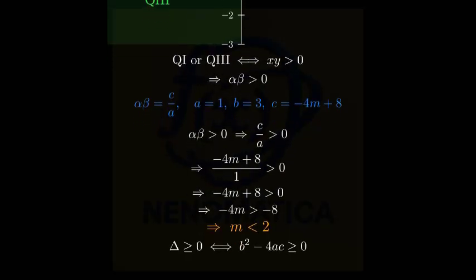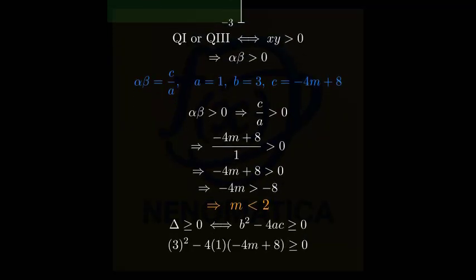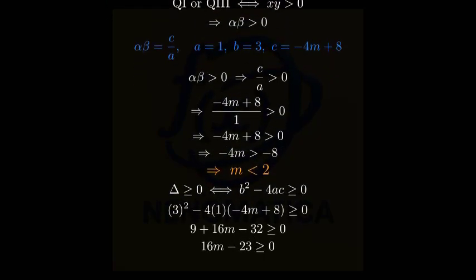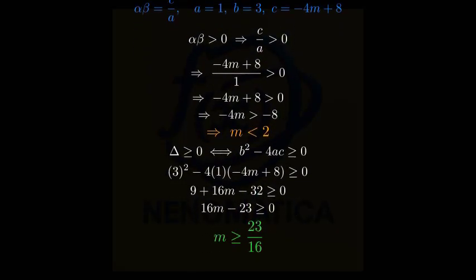Next, alpha and beta must be real numbers. That means the discriminant is non-negative. Delta greater than or equal to 0 is b squared minus 4ac greater than or equal to 0. Substituting a equals 1, b equals 3, c equals negative 4m plus 8, we get 9 minus 4 times 1 times the quantity negative 4m plus 8 greater than or equal to 0. That simplifies to 9 plus 16m minus 32 greater than or equal to 0, or 16m minus 23 greater than or equal to 0. Therefore, m is greater than or equal to 23 over 16.